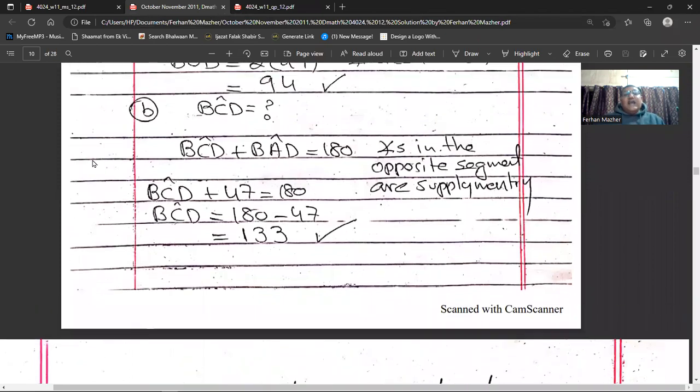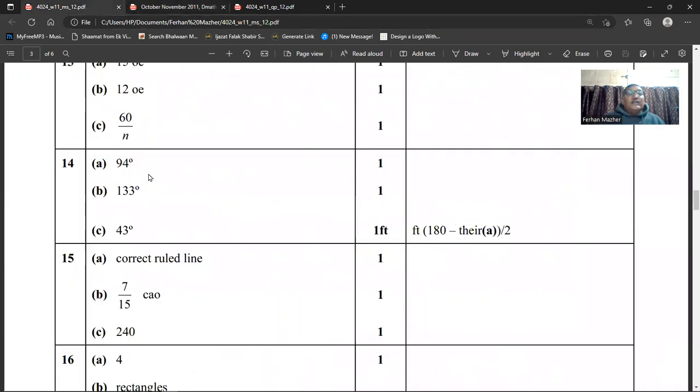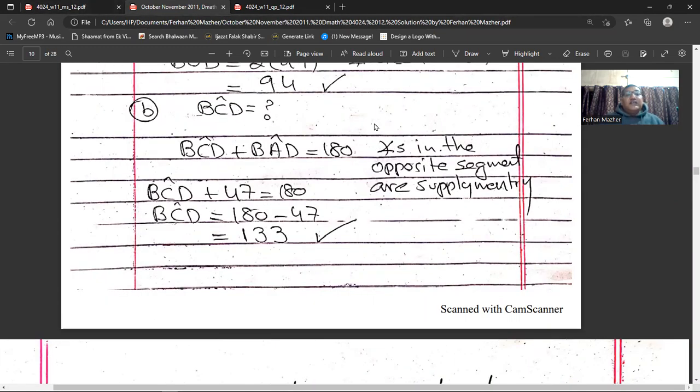So the BCD angle is the question. So the BCD plus the BAD will be equals to 180. The reason is the angles in the opposite segment are supplementary. So the BCD plus 47 is equals to 180. So the BCD will be equals to 180 minus 47, and that will be 133. So the BCD angle is 133. So our answer is right.